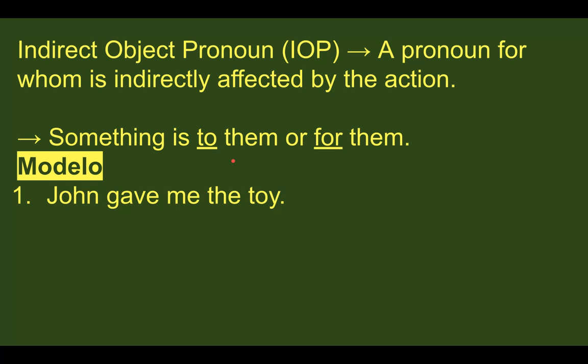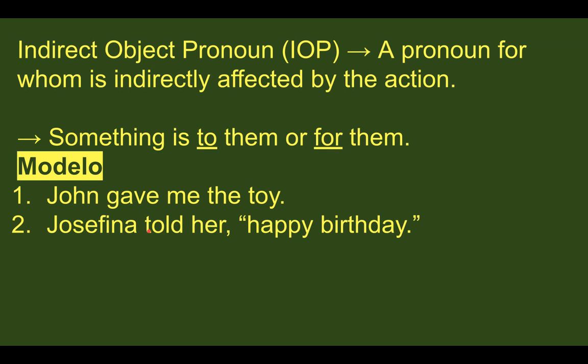So an example is: John gave me the toy. Josefina told her happy birthday. So the toy would be the direct object, but "to me" is the indirect object. Josefina told her happy birthday. Now "told happy birthday" would kind of be your direct object, but "to her" is the indirect object. For that reason, it's something that is done to them or for them.